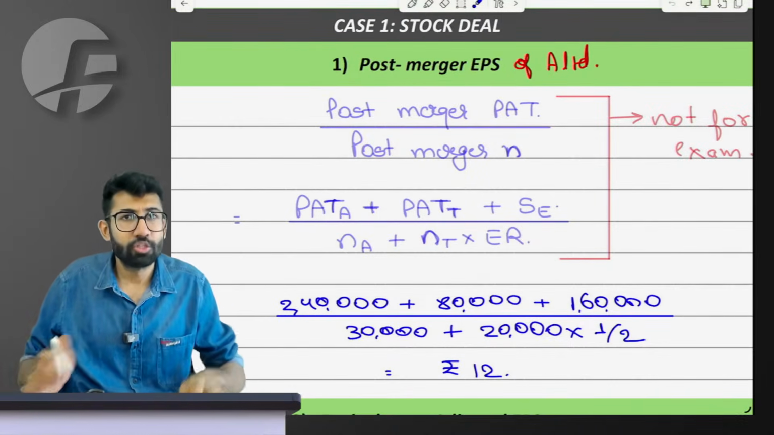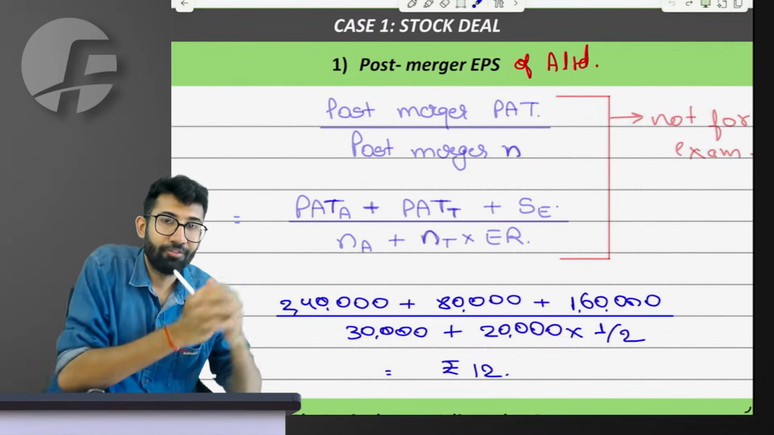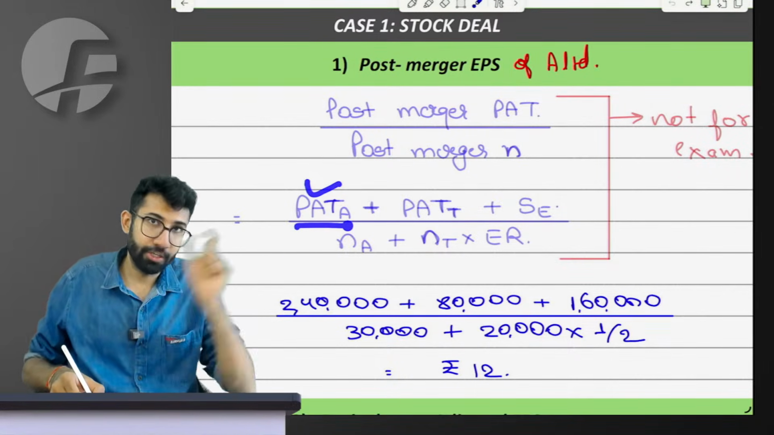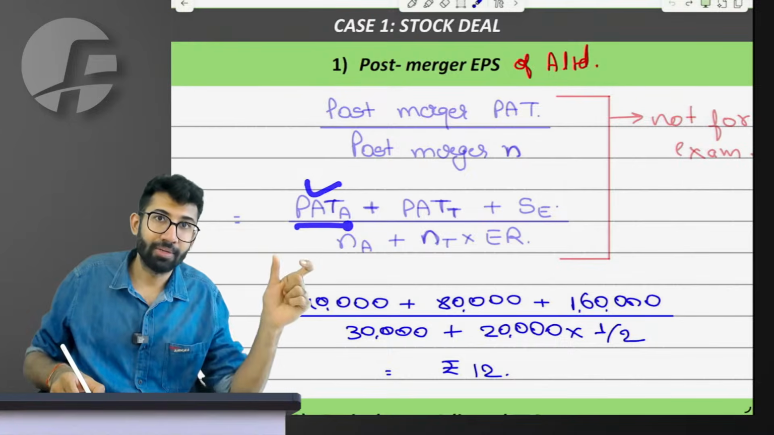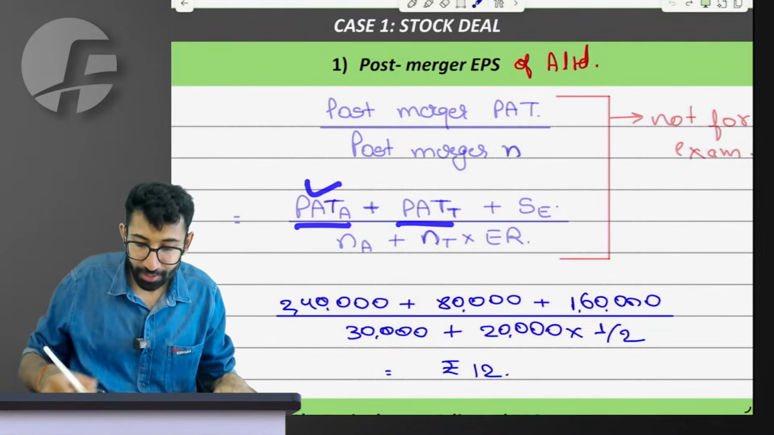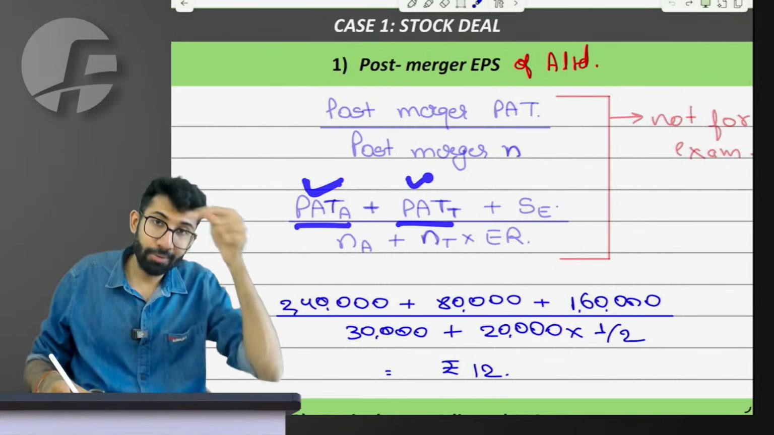Fine, sir. So let's figure out what is going to be the PAT after merger. My PAT is mine. It will continue to remain mine. So PAT of the acquirer. When I acquire your business, your PAT also becomes mine. So my PAT is mine, your PAT becomes mine.